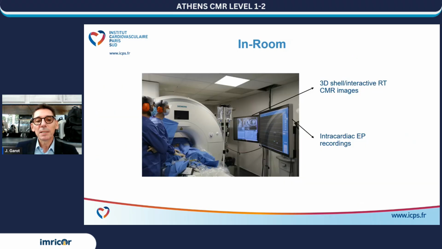That's the design in room where you have the 2 EPs. You need to have headsets for the noise, obviously, and you have 2 screens. On the left side, you can see the 3D shell and the interactive MR images, the real-time images, and on the right side, the intracardiac electrophysiology recordings.